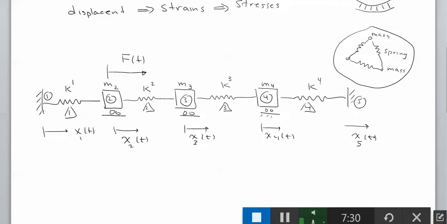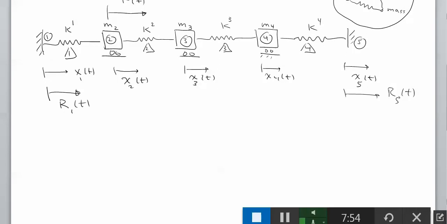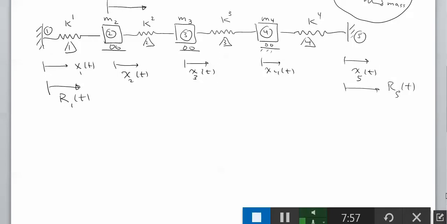We also have some reaction forces at the wall. So for example, this has a reaction force at node 1, which is unknown, also changing with time, and this one R5 of t. Our plan is to find the unknown displacements and the unknown reaction forces.